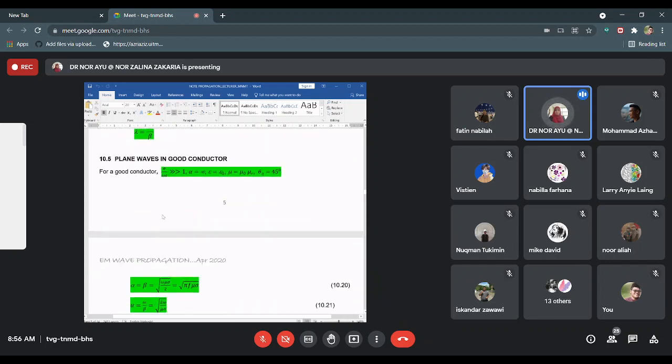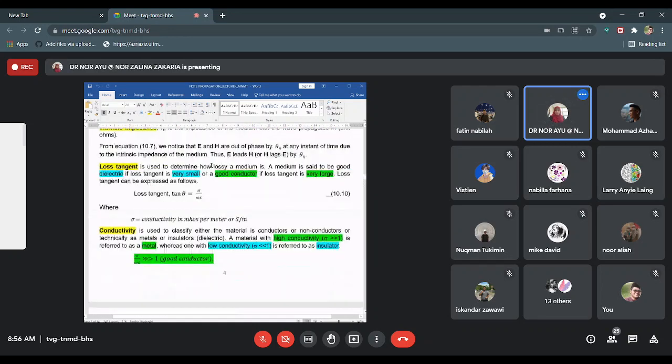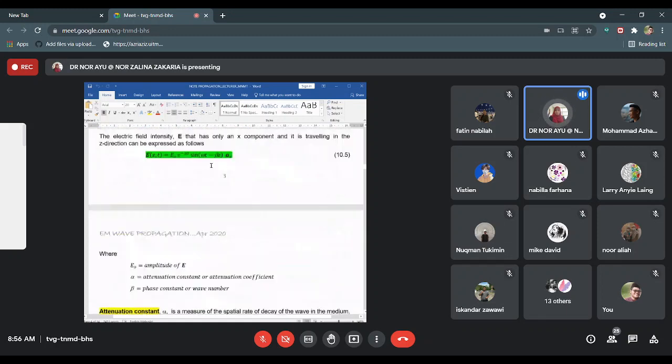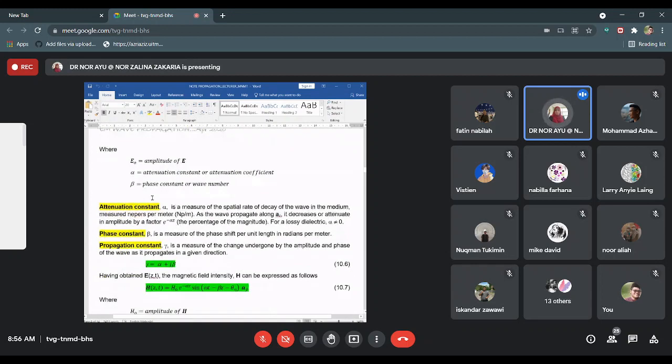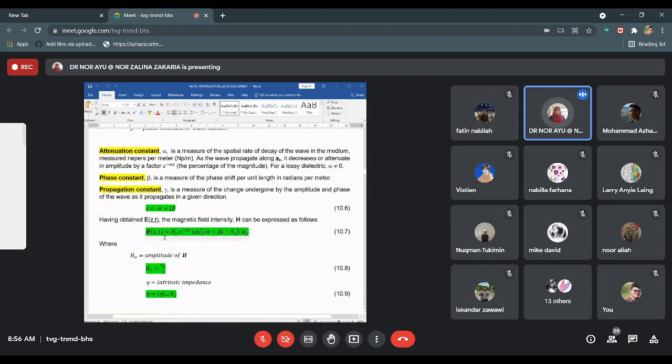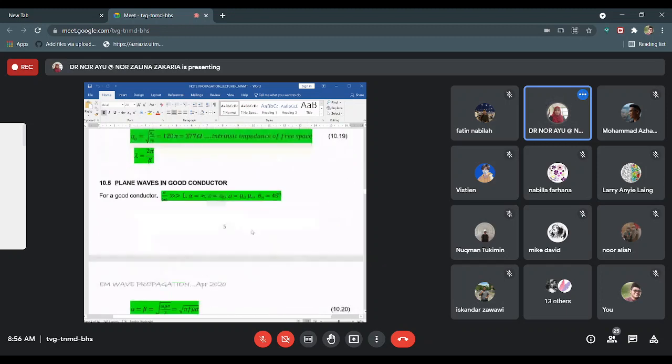And then we have a good conductor. Again, a good conductor is under the lossy medium. So for this one, you need to refer to the equations of the same as the lossy medium just now, which is this, okay? This E and also this H. That is also for the good conductor equations. Alright. Okay, so we go back.